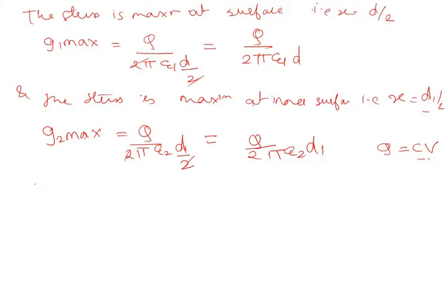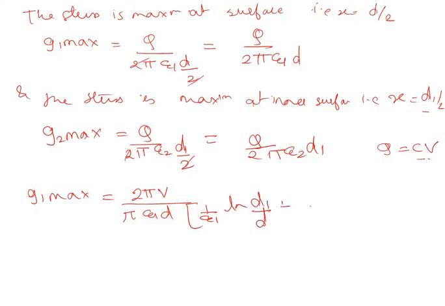So in this way G1 max becomes, we know Q is equal to CV. So by putting the equation of the value of voltage, 2 pi V upon pi epsilon 1 d. Please refer to the previous equation for this. 1 upon epsilon 1 ln of d1 by d plus 1 upon epsilon 2 ln of capital D by d1.